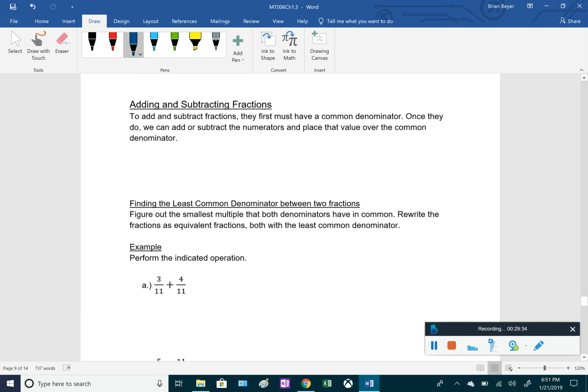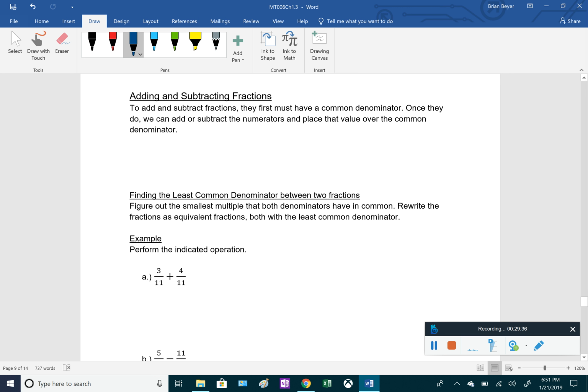Okay, so that's multiplying and dividing. Multiplying is usually the easiest. Dividing is the second easiest. Adding and subtracting is usually the most annoying. So to add and subtract fractions, they first must have a common denominator. So that's why these ones are a little bit harder, because we might have to adjust one or both of the fractions. So once they do have common denominators, we can just simply add or subtract the numerators and place it over that common denominator.